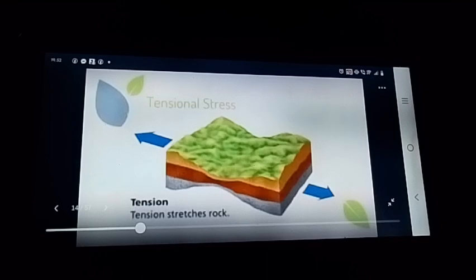Think of a balloon being filled with air. It stretches until it eventually pops. So, tensile stress is like a pulling force that can make rocks longer and thinner, and it's a key factor in the formation of volcanoes and other geological features.